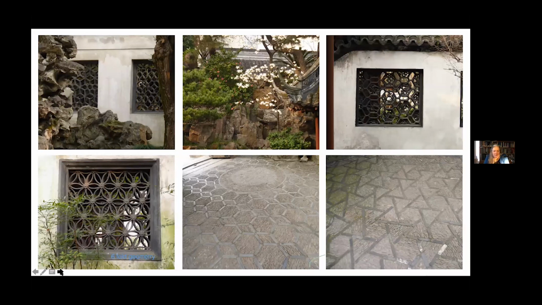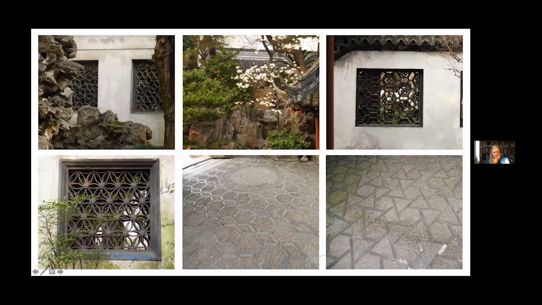These are from Shanghai in a garden called the Yu Garden, Y-U. And there were lots of different geometries in the garden, but these were some of the hexagonal ones. You can see in these pierced screens a hexagonal structure. This one made of rings.